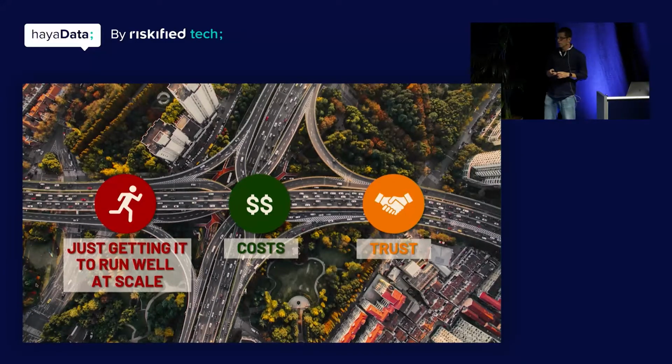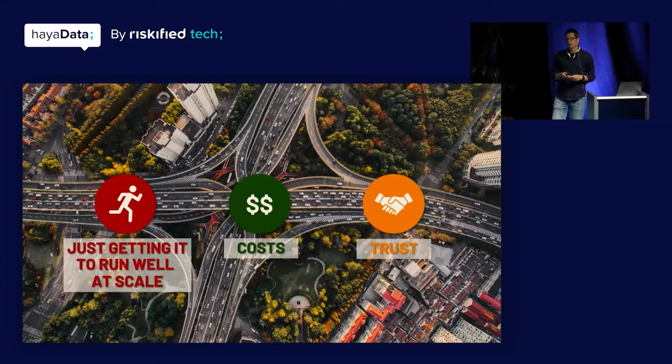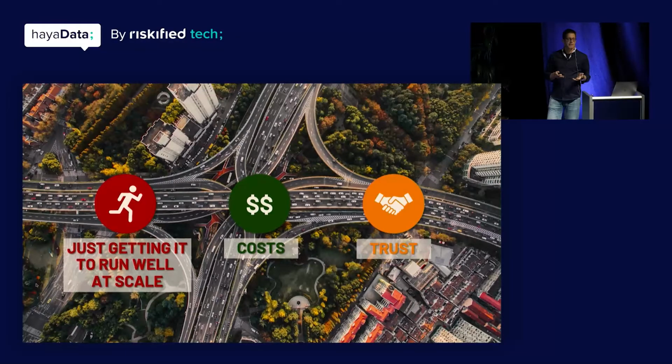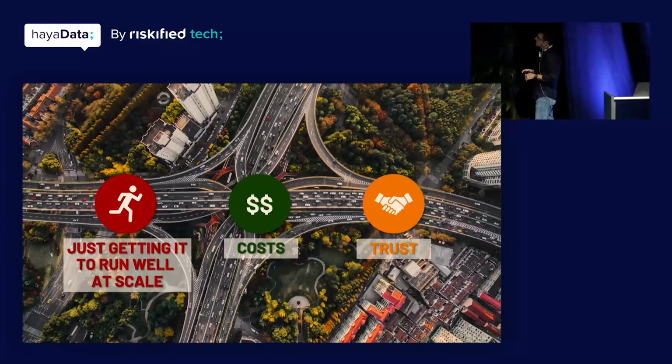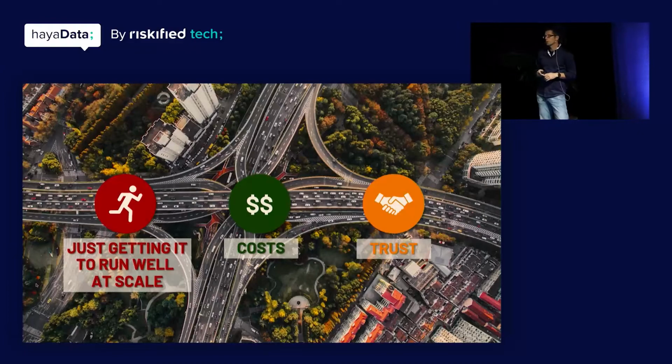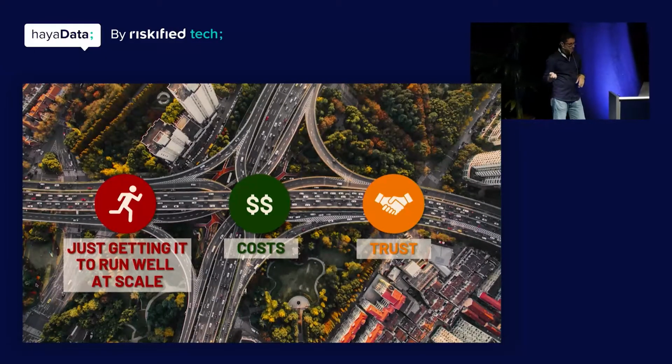Once we got it to run, we had to get costs down, because what happens with scale, as scale goes up, if your system doesn't scale well and scales linearly, then your costs will escalate, and that would pretty much kill your project. And the third thing is trust, which is a bit surprising, because I don't think you would, from the get-go, think that trust would be an issue with scale, but we'll see why it is.